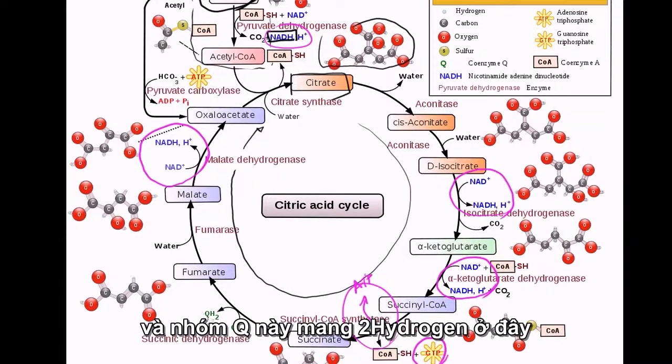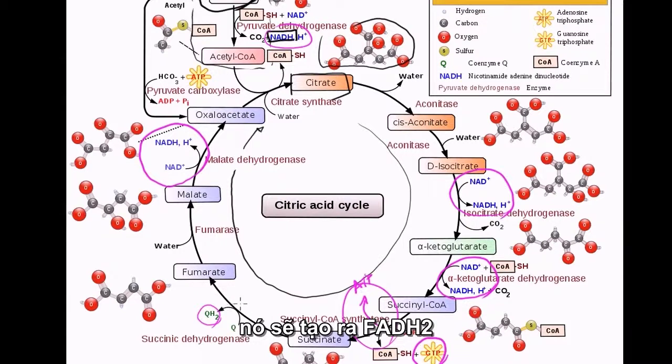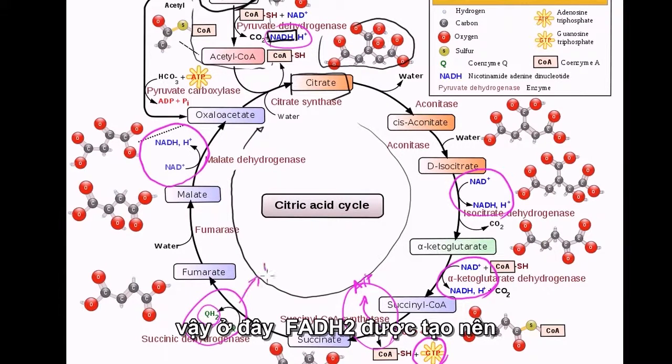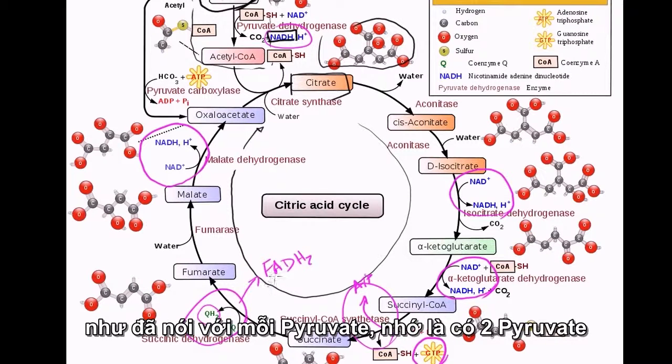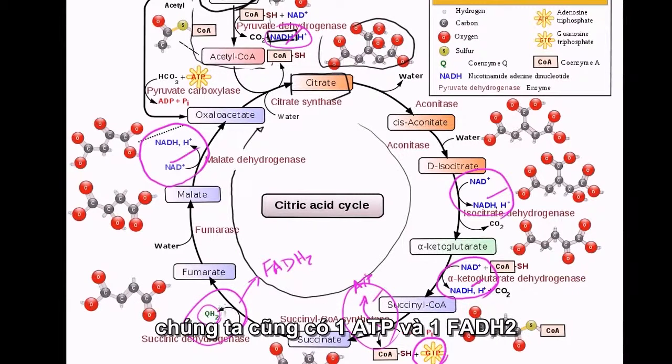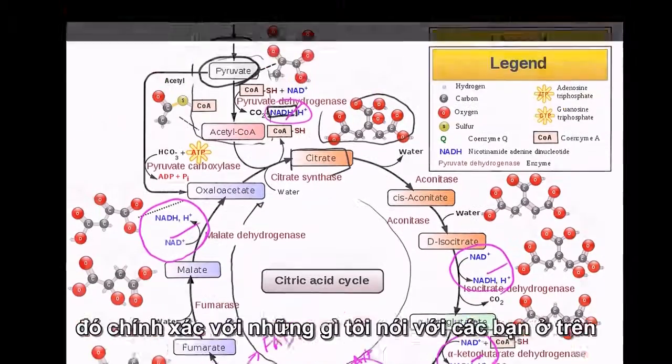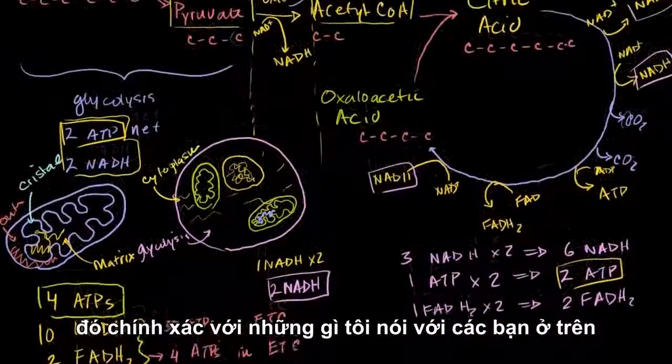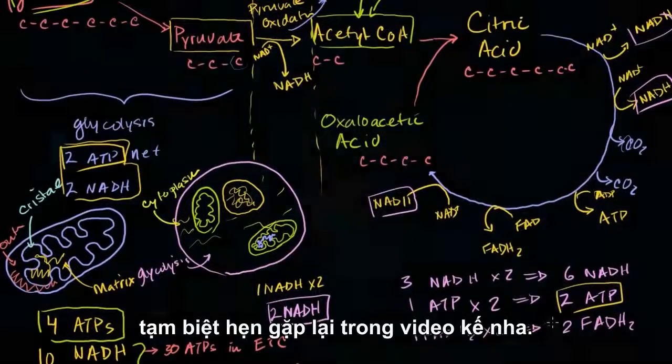And then they have this Q group, and I won't go into it. It gets reduced over here. It gets those 2 hydrogens. But that essentially ends up reducing the FADH2s. So this is where the FADH2 gets produced. So as promised, for each pyruvate that inputted, remember, we're going to do it twice. For each pyruvate, we produced 1, 2, 3, 4 NADHs. We produced 1 ATP and 1 FADH2. And that's exactly what we saw up here. I'll see you in the next video.